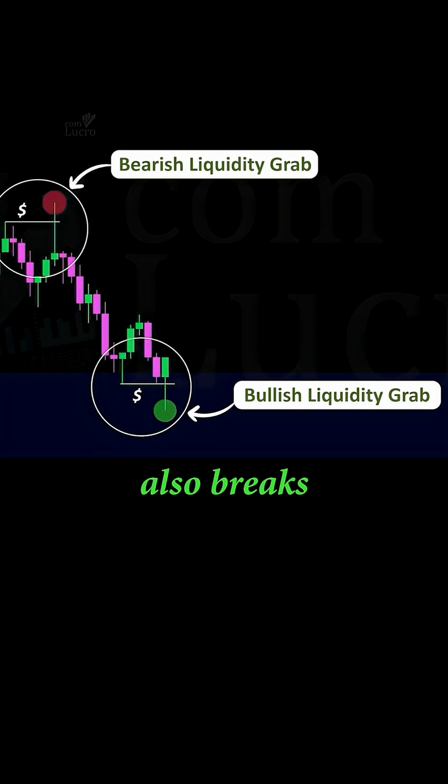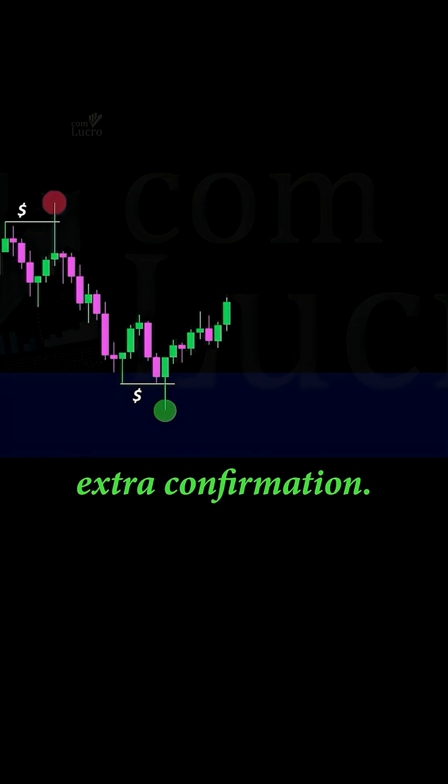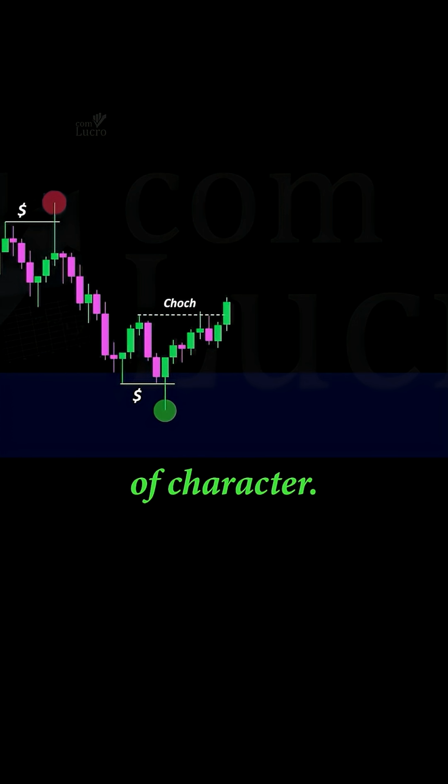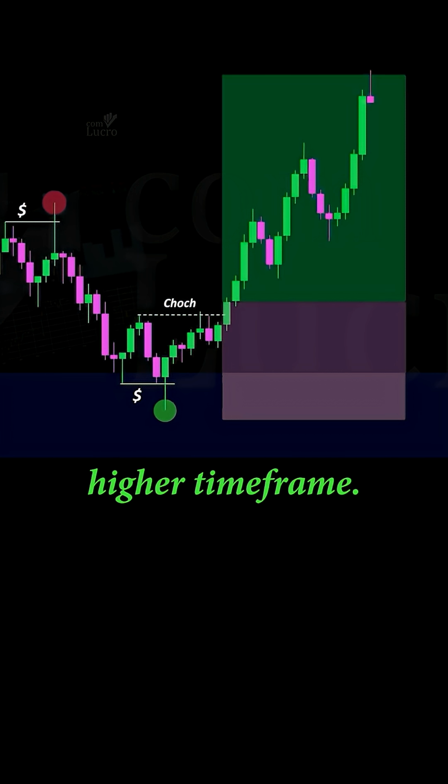When this move also breaks a recent bearish structure on the lower time frame, it gives us extra confirmation. In other words, it forms a change of character. Now it's time to execute the trade. Place your stop loss just below the low of the liquidity grab and set your target at the next key level identified on the higher time frame.